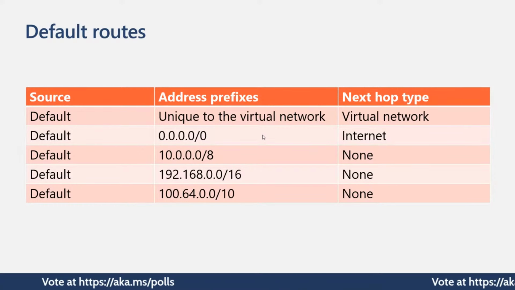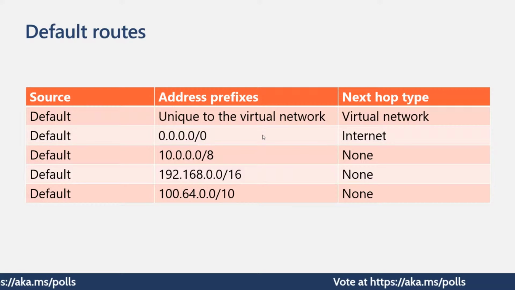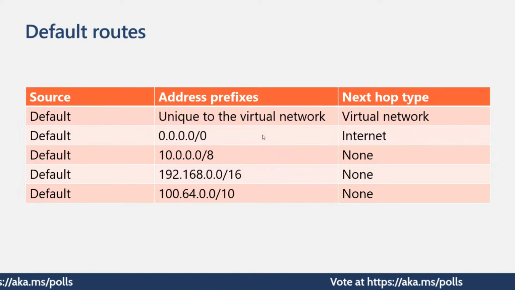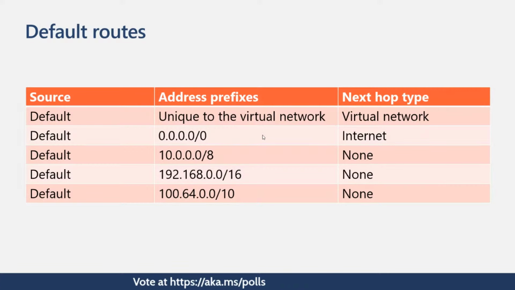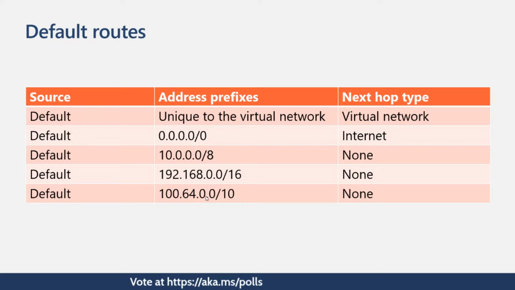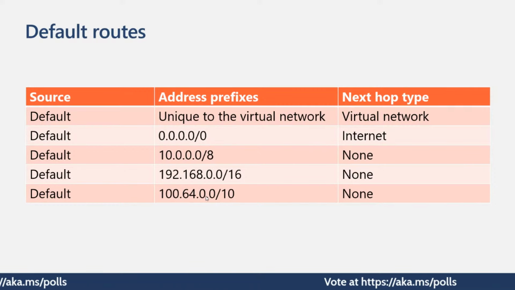And then the last three that we have, where you'll notice the next hop type is specified as none. This essentially means that when the next hop type is specified as none, the traffic is going to be dropped. Why is that the case for these last three address prefixes? That's because these last three here are reserved for private use, according to RFC 1918, along with RFC 6598. So this is our default.